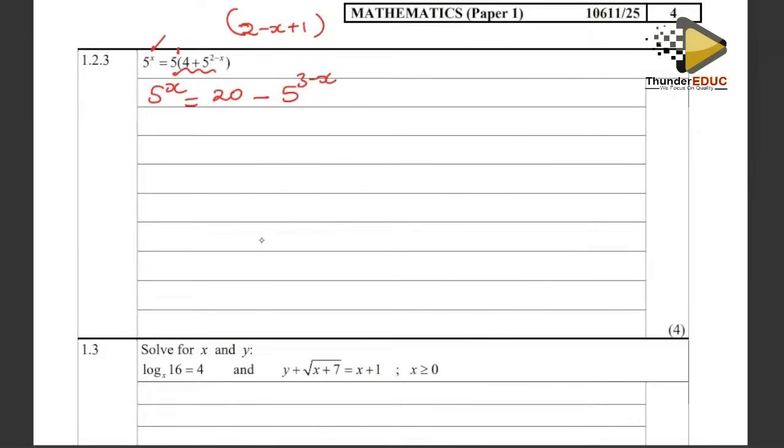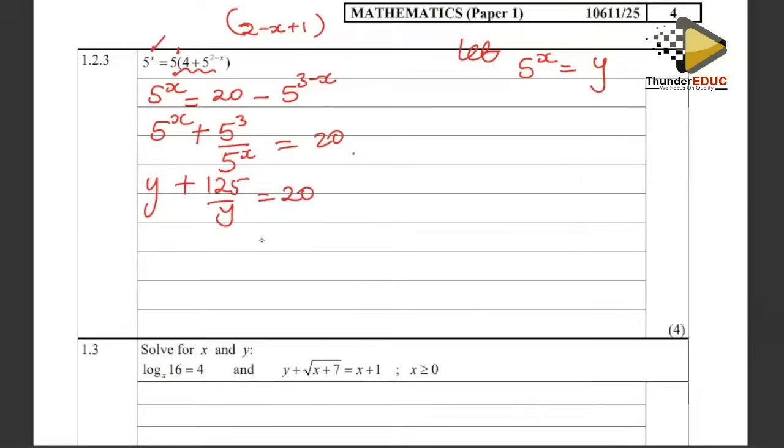Let's move this negative 5 to that side. So I'll have 5 to the x plus 5 to the 3. Let me try to split this over 5 to the x is equal to 20, because if I apply law number 2 for the division, it will subtract. Then from here, the quickest way I think I can use is let 5 to the x be y. Meaning that y plus 5 cubed, which is 125, divided by y gives me 20.